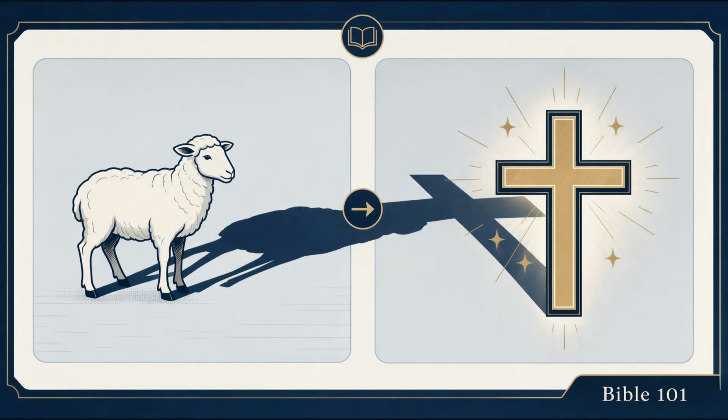The best way to think about it is like this. A type is a shadow. A shadow is a real thing, right? You can see its outline, something's there, but it's fuzzy, it lacks all the color and detail and substance of the actual thing casting it. The antitype? Well, that's the real deal. It's the glorious, substantial object that the shadow was pointing to all along.